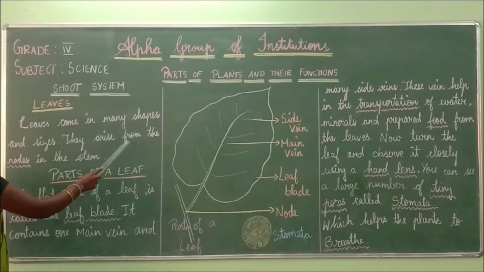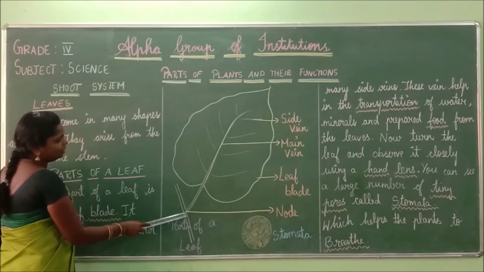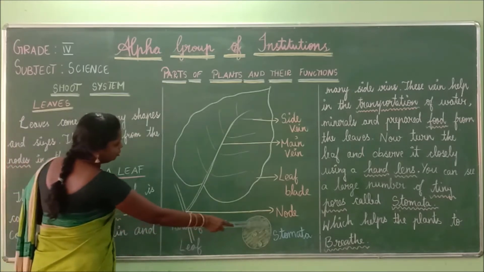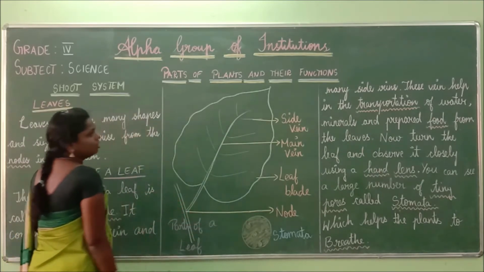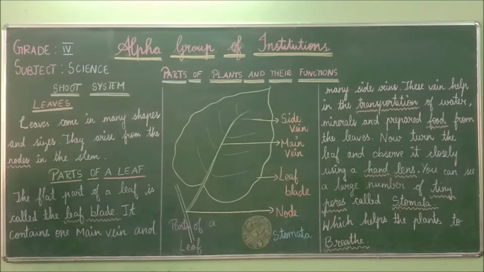They arise from the nodes in the stem. This point is called the node, where the leaf starts to grow. What is it called? Node. Spell it out. N-O-D-E. Node. So from that place the leaf arises. Shall we read it once again? Leaves come in many shapes and sizes. They arise from the nodes in the stem.